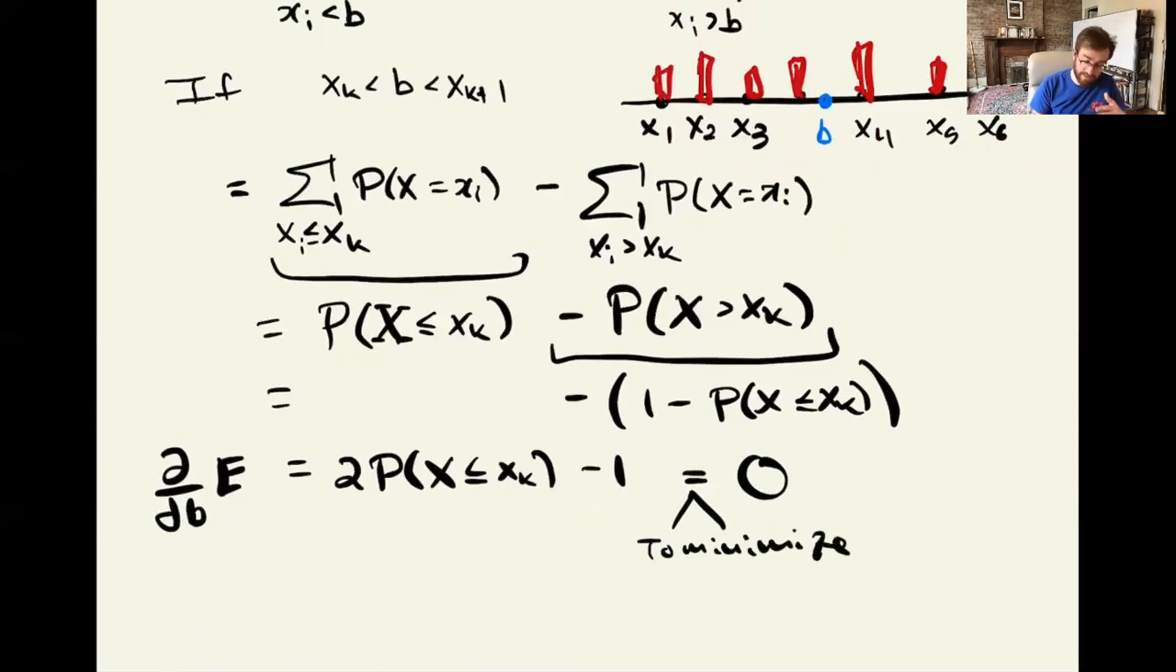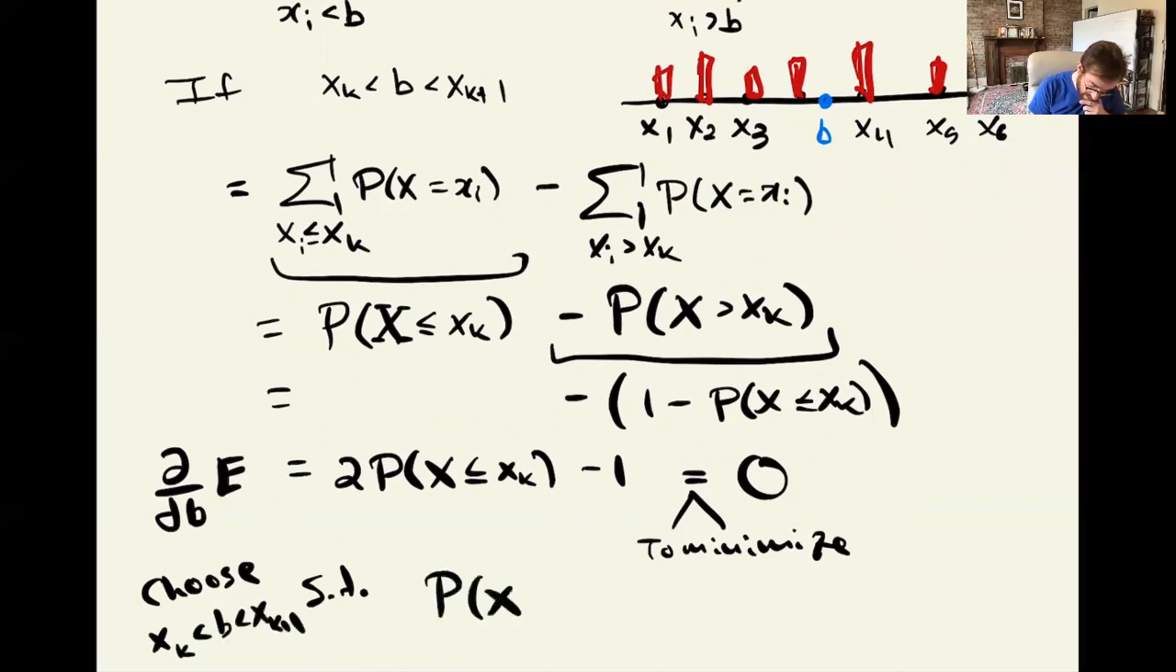But what does this say? Well, here you just need to find B between two values, xk and xk plus 1, so that the following equation happens. So choose B such that, well, again, set this to 0.